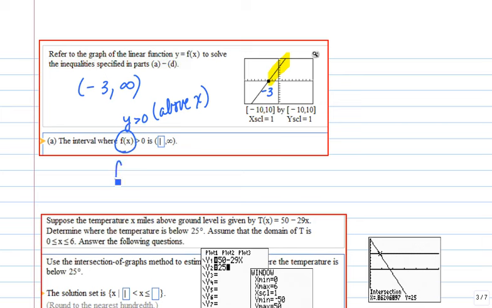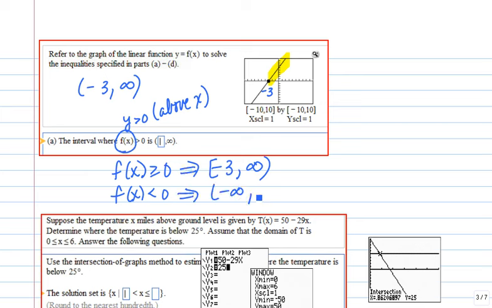Now, if you had said where f of x is greater than or equal to 0, we would then include the -3. If f of x is less than 0, that's the values left of -3, so that would be from -infinity to -3.